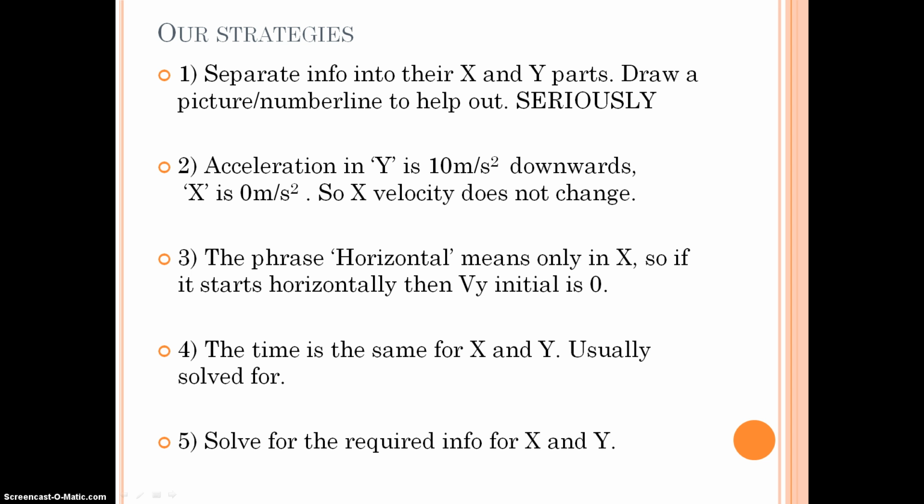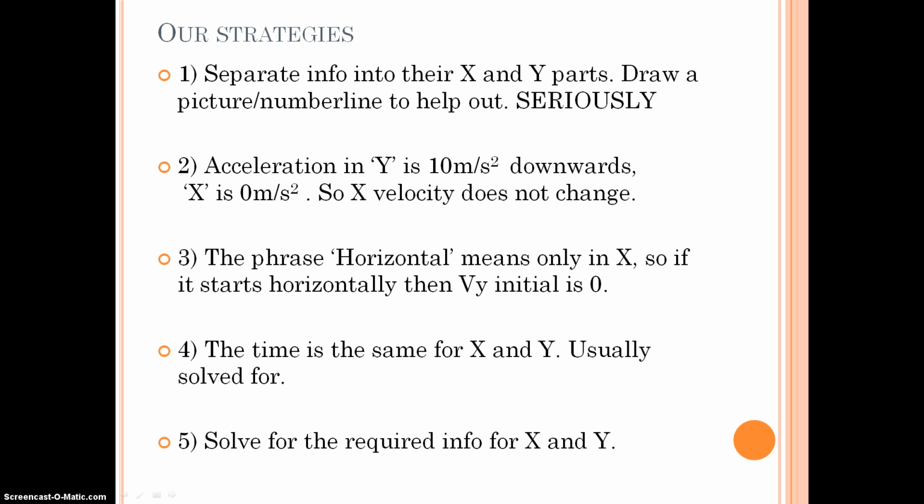Number 2: because gravity only acts in the y direction, that gravity value of -10, which we talked about, is only the acceleration in the y. The acceleration in the x is going to be 0, because gravity doesn't pull you left or right. So in your little x and y tables, a is -10 for y, a is 0 for x.